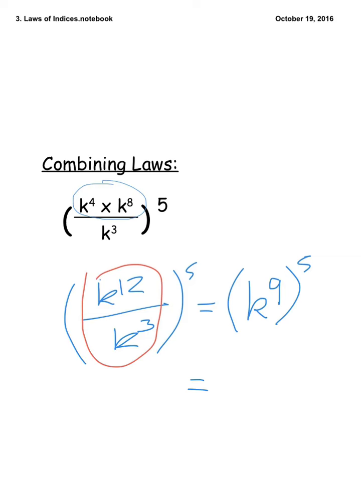Okay, the last part of this is we are raising a power to a power, so we need to multiply those two powers together. K to the power of 9 times by 5, which will give us k to the power of 45 for our final answer. That's how it's done.